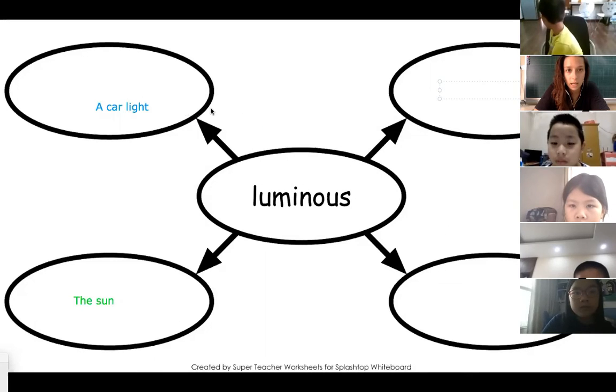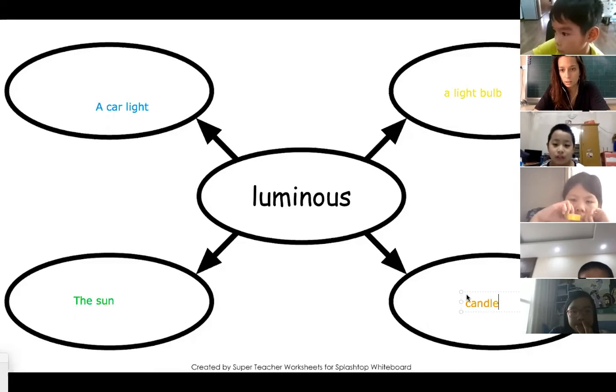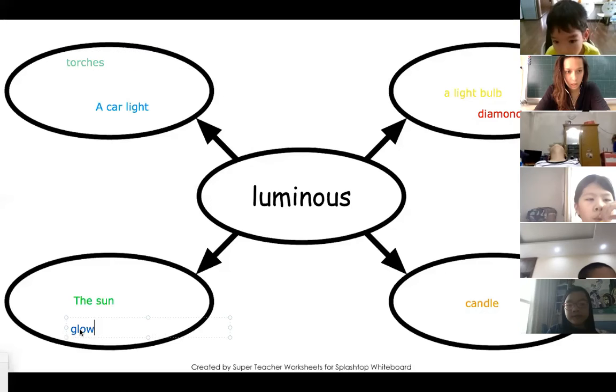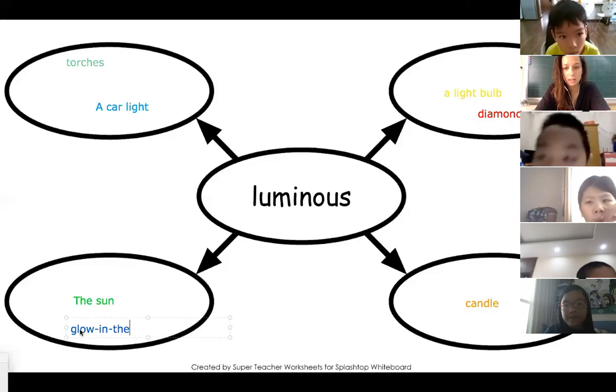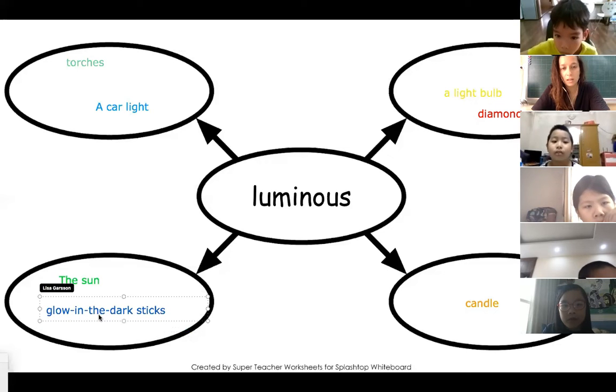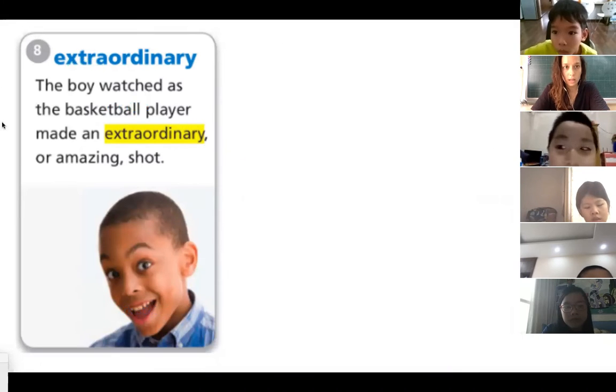Okay, we also have a light bulb. A candle is luminous. Diamonds are luminous. Torches glow in the dark. Sticks are luminous. All right, very good. So we have many examples of luminous objects. Okay, easy, right? All right, let's look at another word.